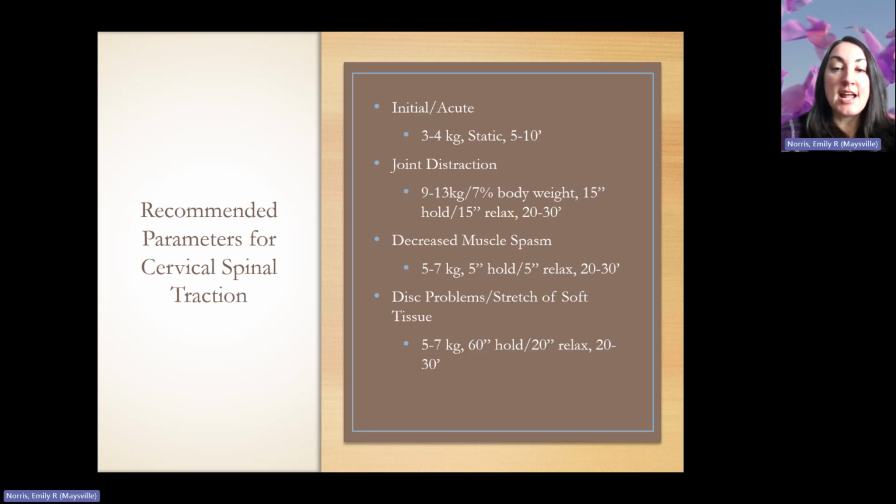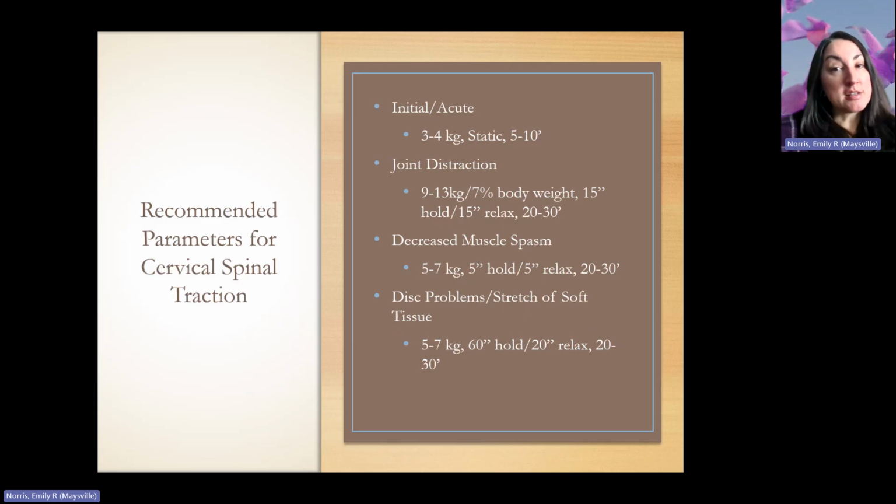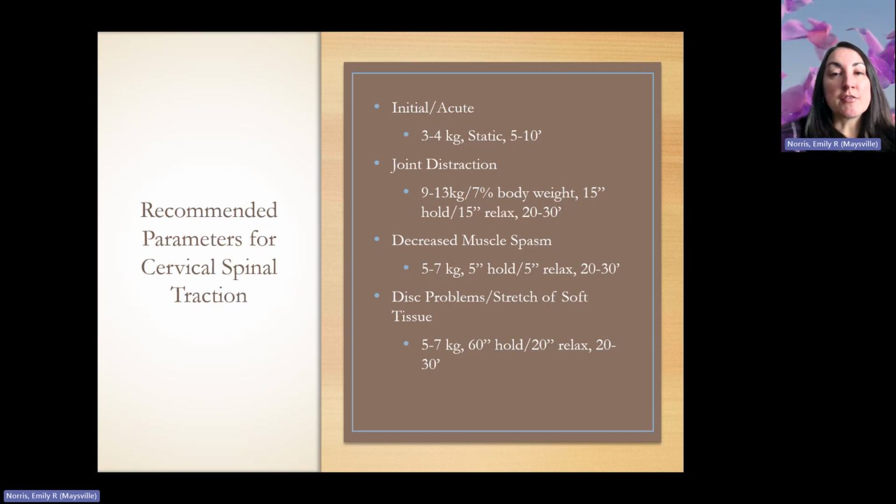For joint distraction, 9 to 13 kilograms, which was between 20 and about 28.5 pounds, or 7% of their body weight. And then this is where you will do the 15-second hold time, 15-second relax time, just like with lumbar traction, 20 to 30 minutes of treatment session. For muscle spasms, you would do 5 to 7 kilograms, which is between 11 and 15 pounds around about. And they could have the 5-second hold time, 5-second relax time for 20 to 30 minutes.